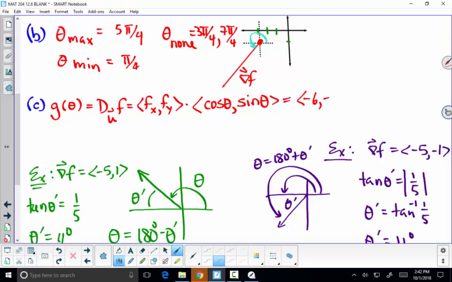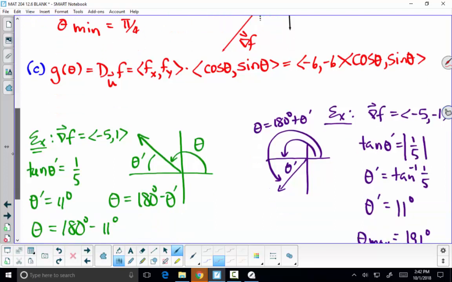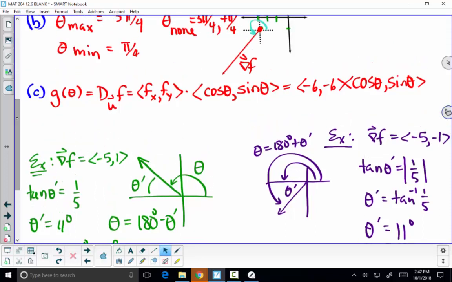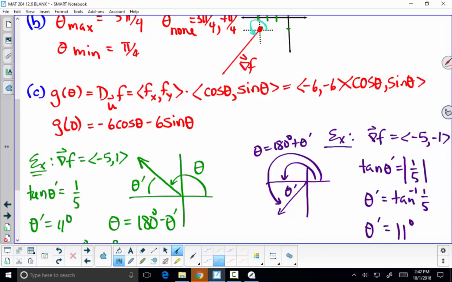So, -6 times cosine, sine. You're dotting those, right? Yep, dotting those together. So -6 cosine theta minus 6 sine theta. So this is our function g. That function g is measuring the rate of change in the direction of theta. So we've now written the directional derivative as a function of theta.